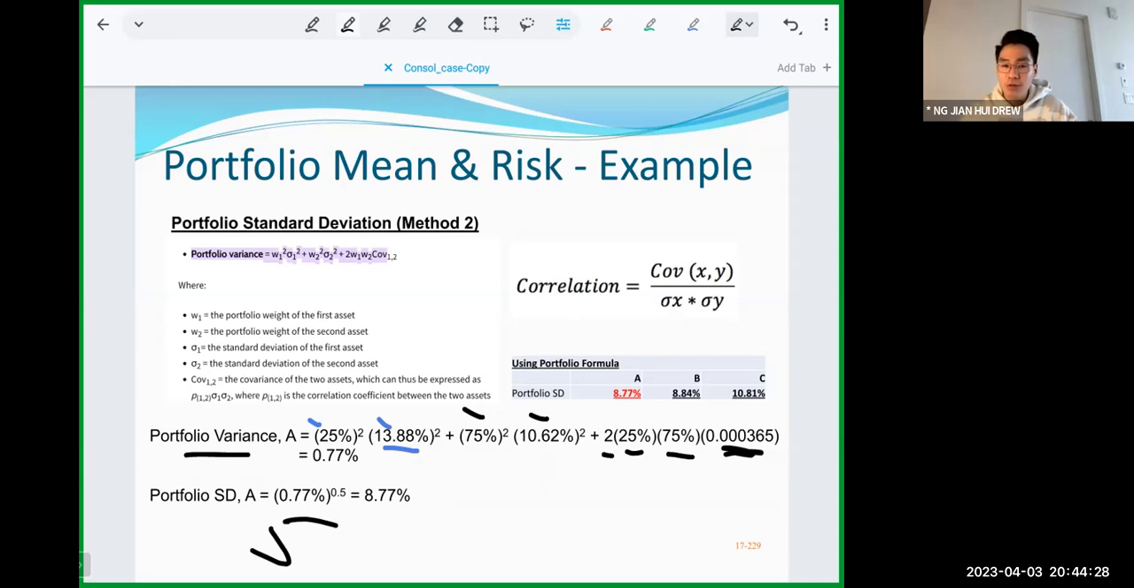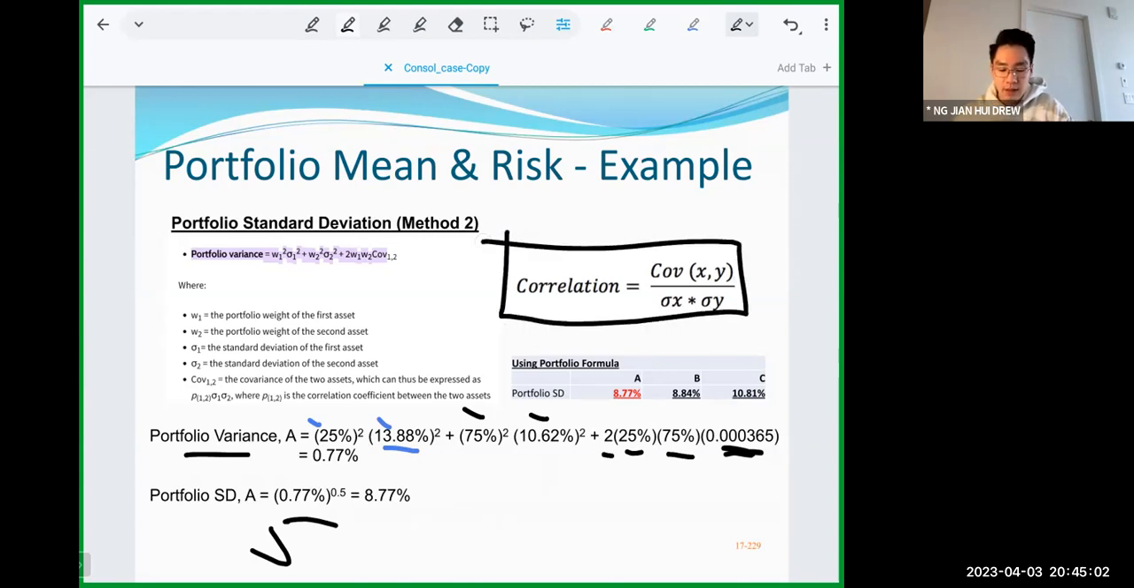Does everyone understand how we do method 2 for portfolio standard deviation? I want to highlight that we need to be able to do both methods. Unfortunately, you cannot say I only want to do method 1. You need to know both, because depending on the question, sometimes they will force you to do a certain method. Okay, so if we are okay, then I want to tackle the last part here.